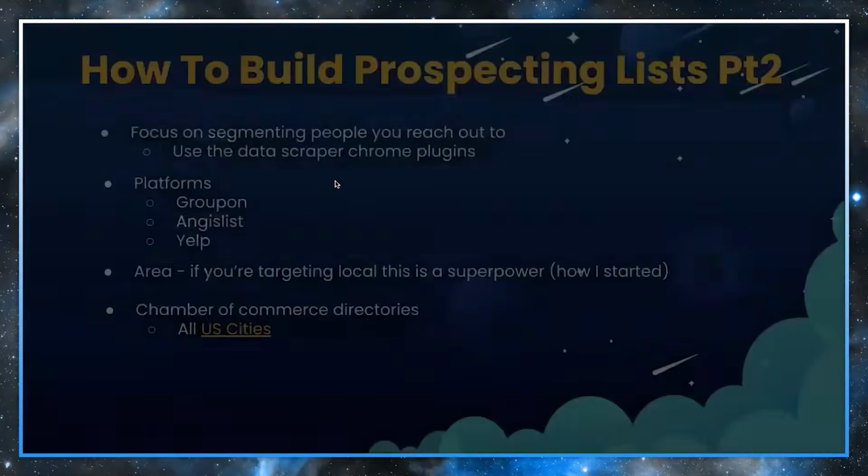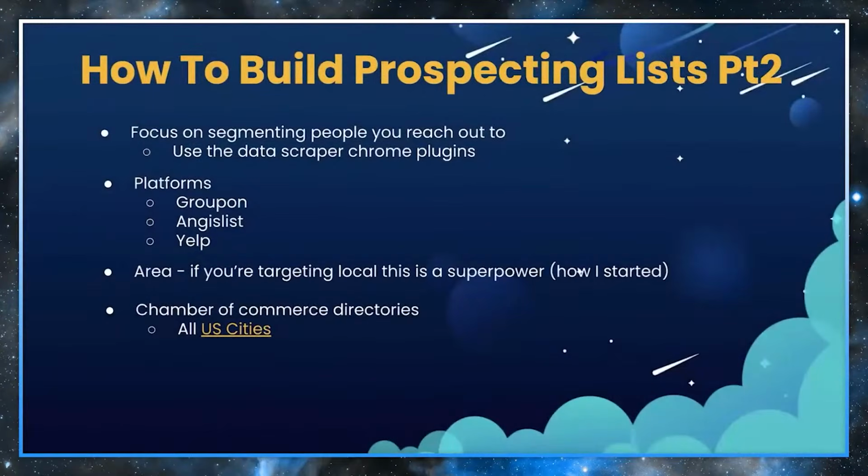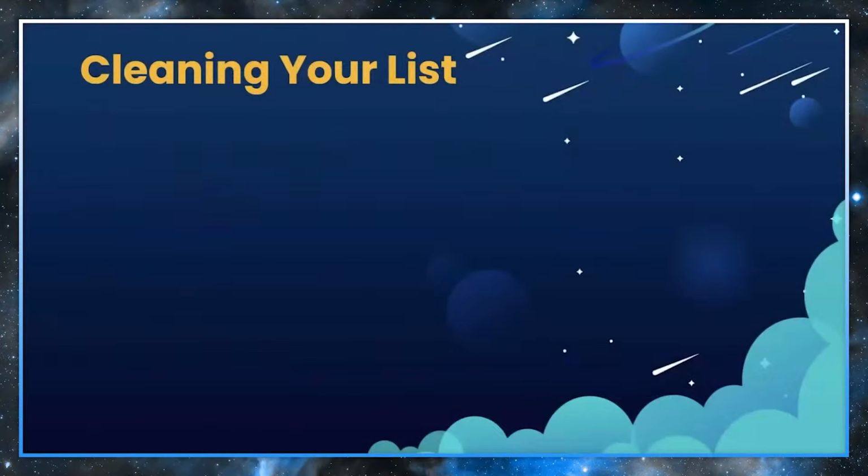Now, after you generate this list using any one of these methods, you can automatically generate it. You can use these Chrome plugins. You can even hire someone on Fiverr and tell them, hey, I need all the businesses from Groupon on X, and they'll do it for you. But now you actually have to clean them.